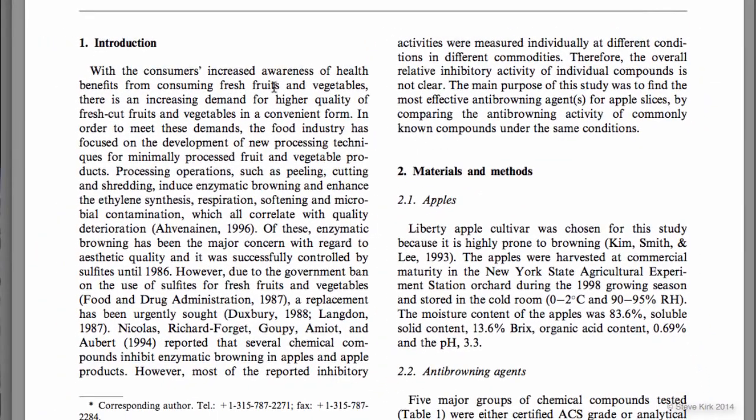So we started by getting the reader's attention and then reviewing the history of the problem and what is known about the problem. Then we get into what we don't know. And then finally, they have the statement of the purpose of this research.